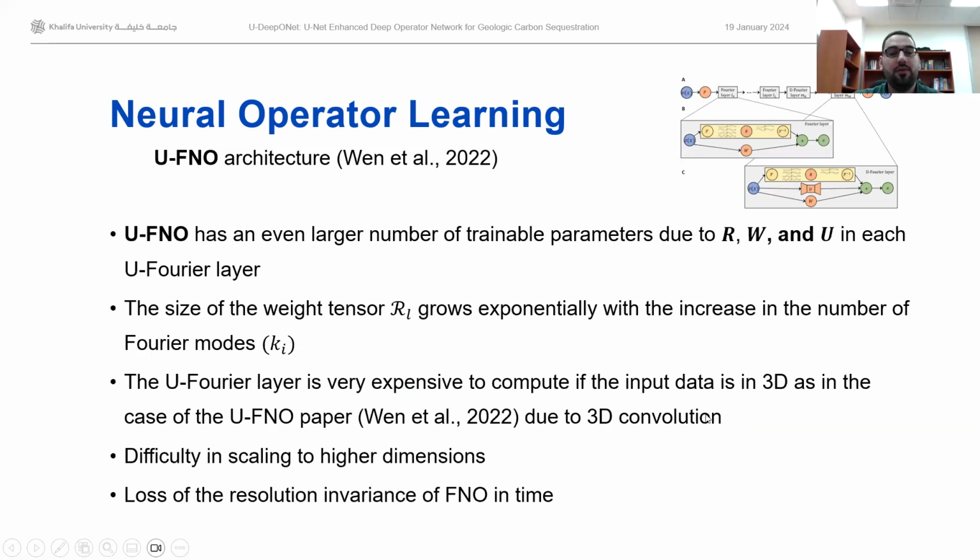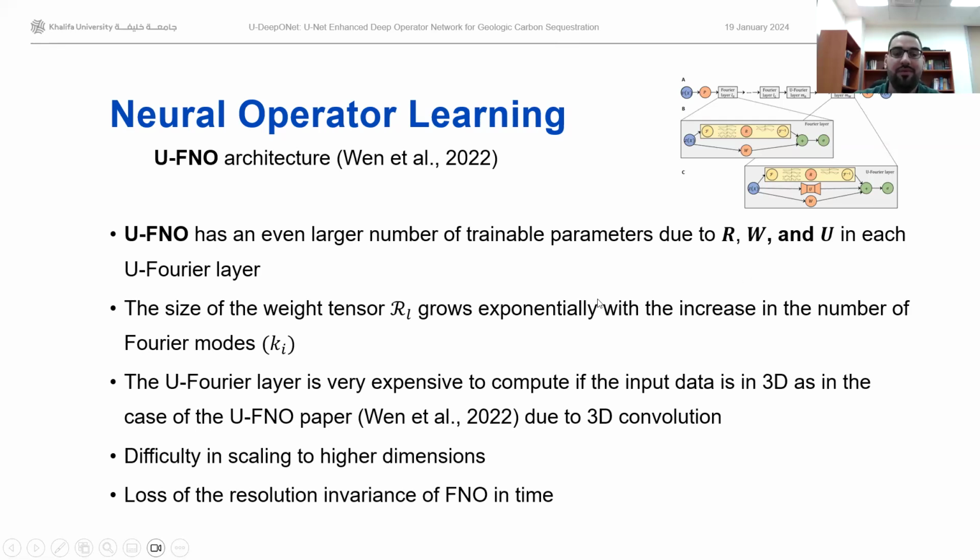The issue with the UFNO is that it has an even larger number of trainable parameters, because you now have 3 trainable weight matrices in the UFNO block. If you maintain some Fourier blocks, you have 2 weight matrices, R and W. And these, of course, compound: the more layers you have, the more trainable parameters.